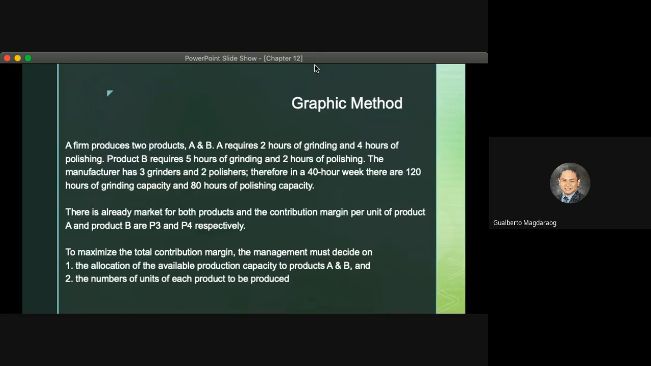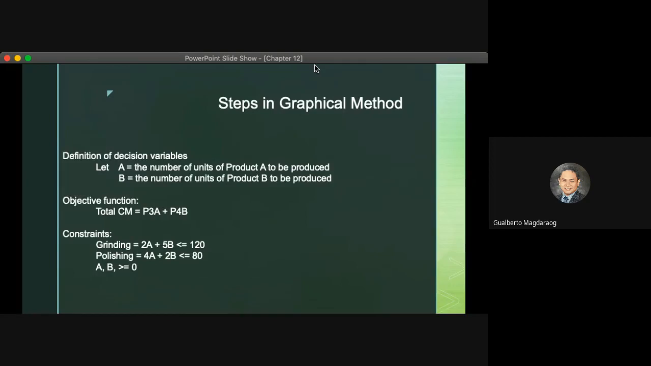So for graphic method, again, we will be using a graphing paper. So this is the first step. You need to set the decision variables. That is to assign a variable for the number of units. So let A be the number of units of product A and B the number of units of product B. So therefore, if our objective is to increase the profit, the formula for the total profit or total CM is 3A plus 4B, which should be the total maximum CM.